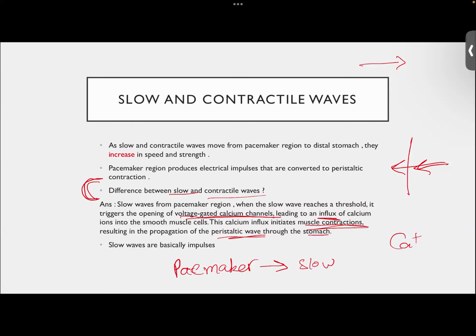Okay. Now, slow and contractile waves move from the pacemaker region to the distal stomach. They increase in speed and strength. So, as I said, the antrum is where they're going because only the distal stomach has the slow and contractile waves because that's the only region that's influenced by the pacemaker region. The other regions are not influenced by the pacemaker. So when they move towards the antrum, they increase in speed and strength. Okay, super simple. And then the pacemaker region produces electrical impulses that are converted to peristaltic contractions eventually.